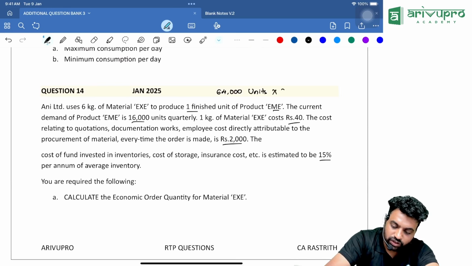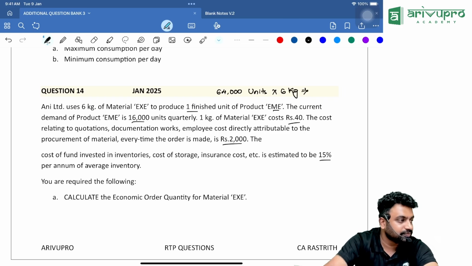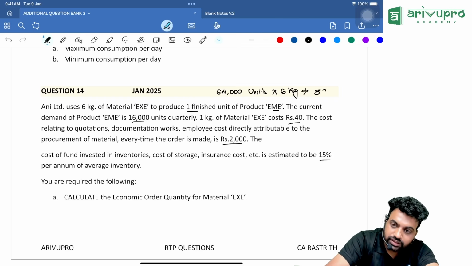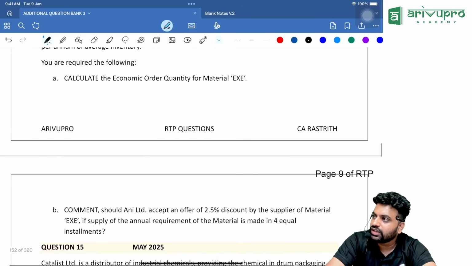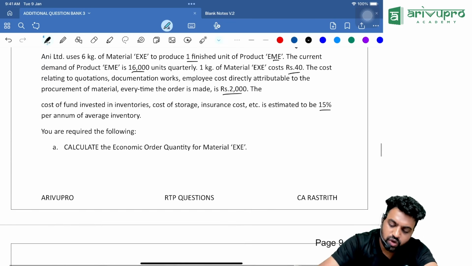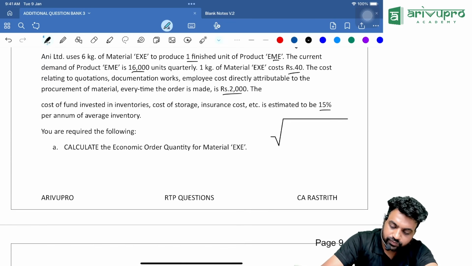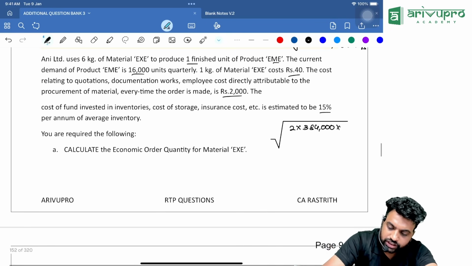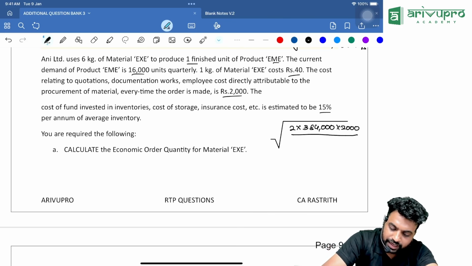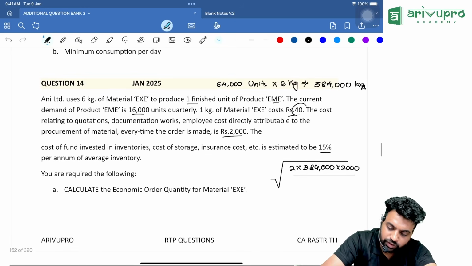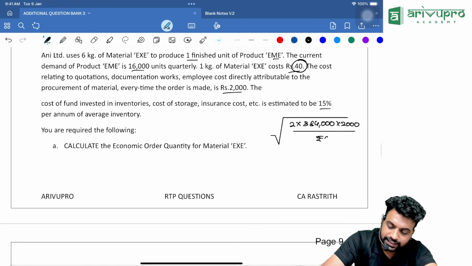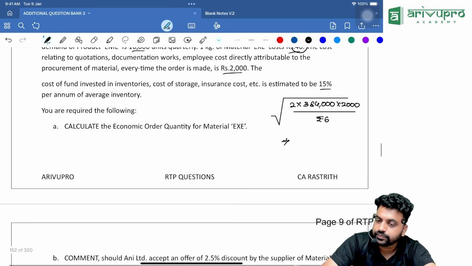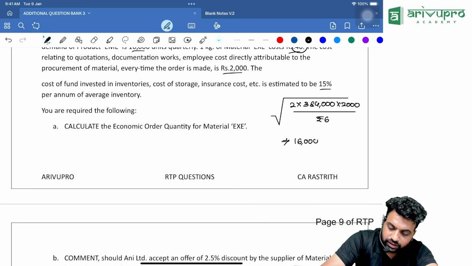Now, 64,000 into 1 product requires how many kg of raw material? 6 kgs. So our annual requirement is 3,84,000. Now, calculate the EOQ. Square root of 2 into 3,84,000 into ordering cost 2,000 divided by carrying cost, which is 15% of rupees 40. 6. How much is EOQ? 16,000 kgs. Correct?